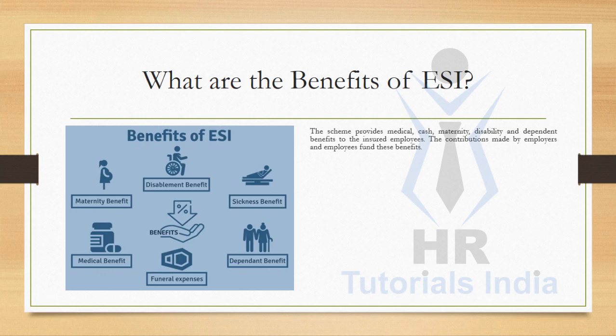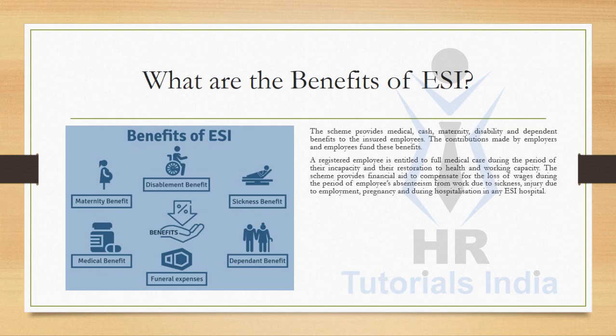This scheme provides medical, cash, maternity, disability, dependent benefits to the insured employees. The contribution made by employers and the employers fund these benefits. ESI gives medical benefits, cash benefits, disability benefits, maternity benefits and dependent benefits of the insured person. And the contribution is made by both employer and employees for these benefits.